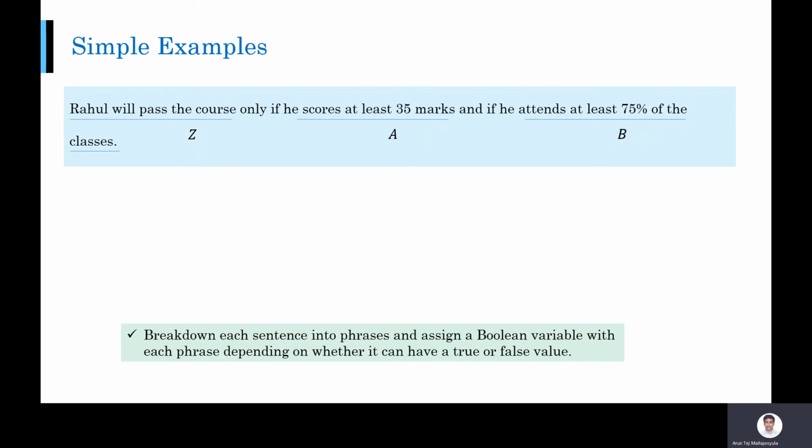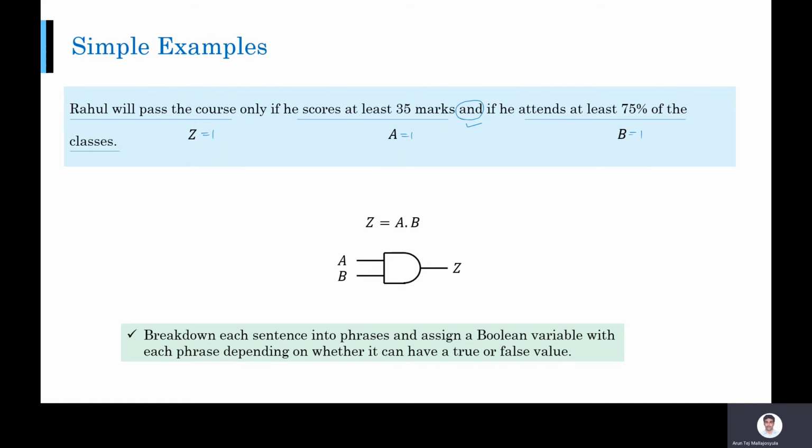Then I can get to the expression directly because he will pass the course only if Z will be 1, only if A is equal to 1, and this is important here, and B is equal to 1, right? So my expression is simply Z is equal to A and B. The logic circuit is also obviously very straightforward. It's just an AND gate. A, B, and you get your Z.